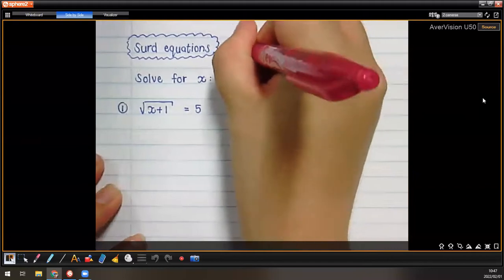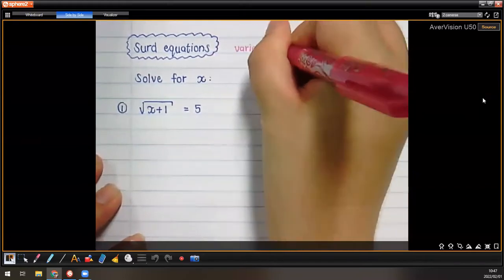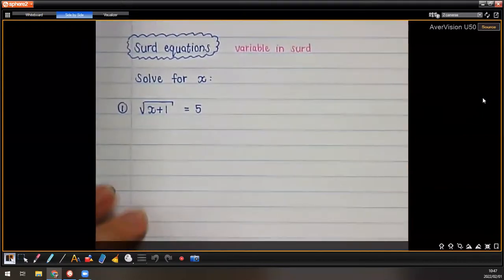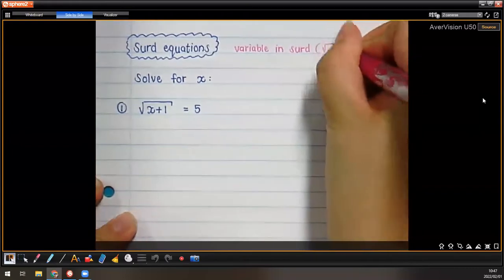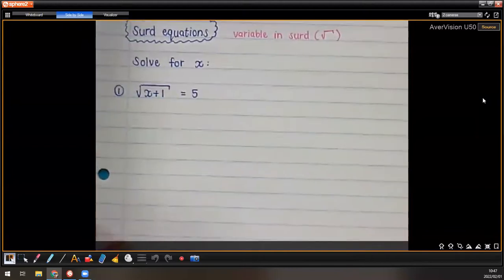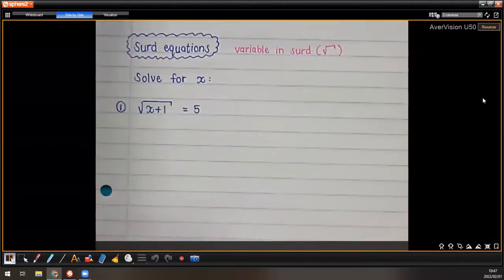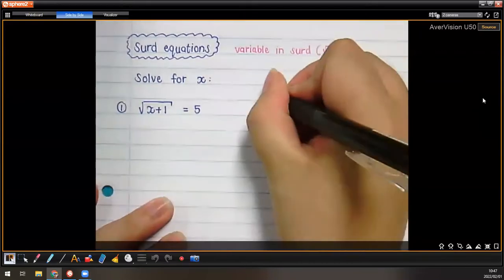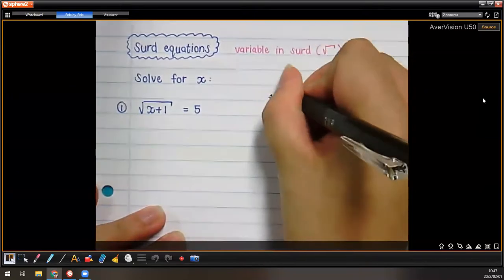The variable is in the surd. So you can write that at the top. Variable in the surd, in the root. And as for these types of equations, we are again going to follow specific steps. Right, the first thing that you always want to do, and it is actually done in this case already, is to make sure that the surd is isolated. The surd is on its own on the one side. All right, so that is always the first step. Now right here, isolate the surd.